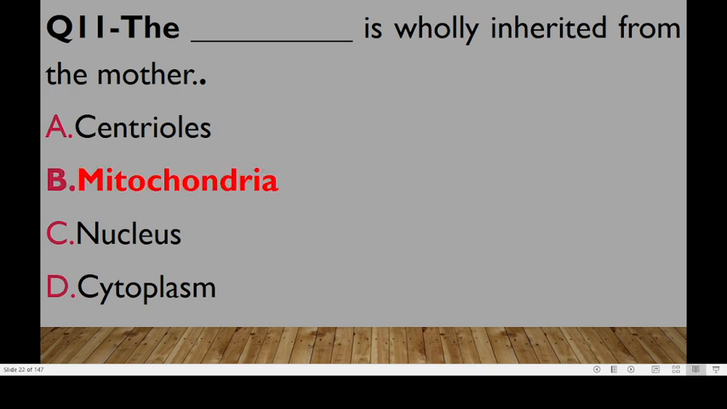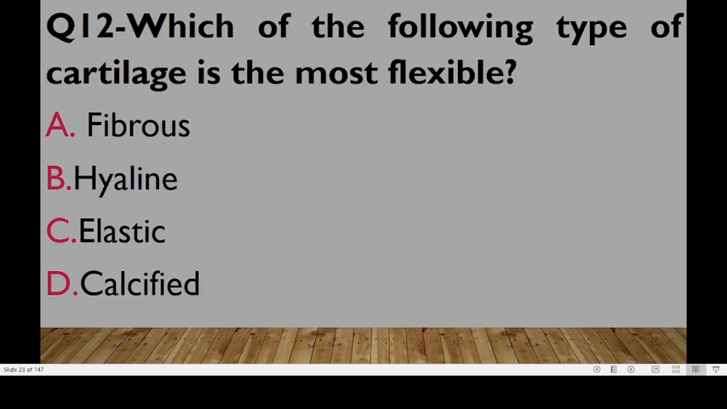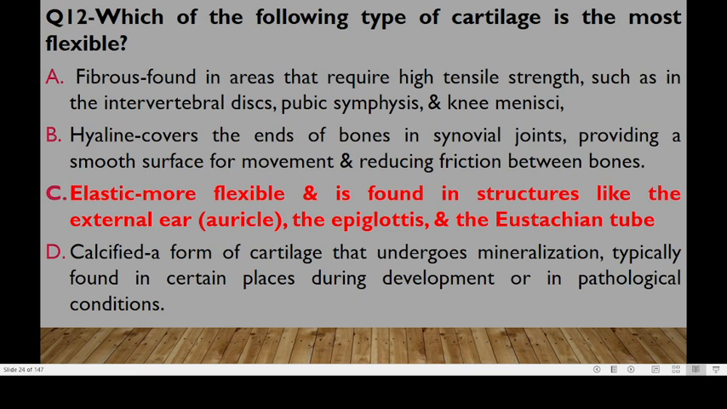Well, as you know, the mitochondria is the sole organelle that is wholly inherited from the mother. So a mother will have all her offspring with the same mitochondria. Which of the following types of cartilage is the most flexible? Well, out of the three types of cartilages, elastic is the most flexible one and is found in structures like the external ear, that's the auricle, the epiglottis, and the eustachian tube.